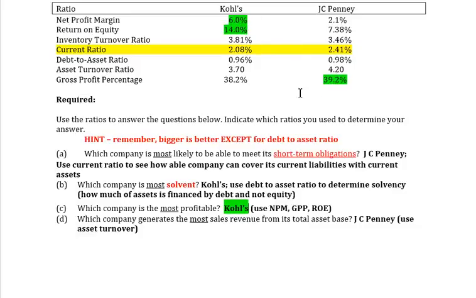Now, you might say, well, what about the fact that gross profit percentage is higher in JCPenney? Well, you can see, to be honest, it's not that much higher than Kohl's. So given that the net profit margin of Kohl's is so much higher than JCPenney, as is the return on equity, plus the fact that they beat out JCPenney on 2 of the 3, we would definitely pick Kohl's as the one that's most profitable.